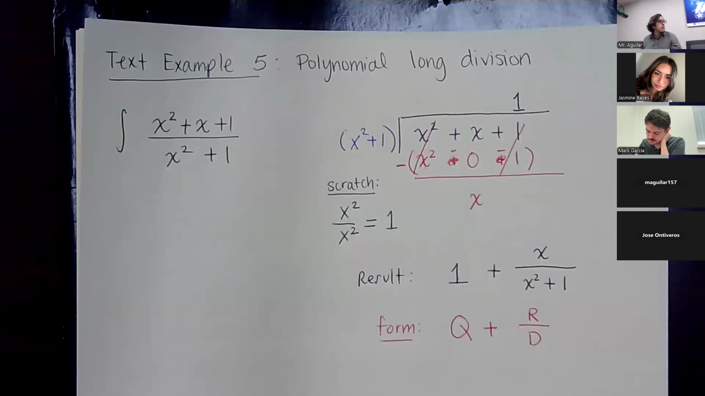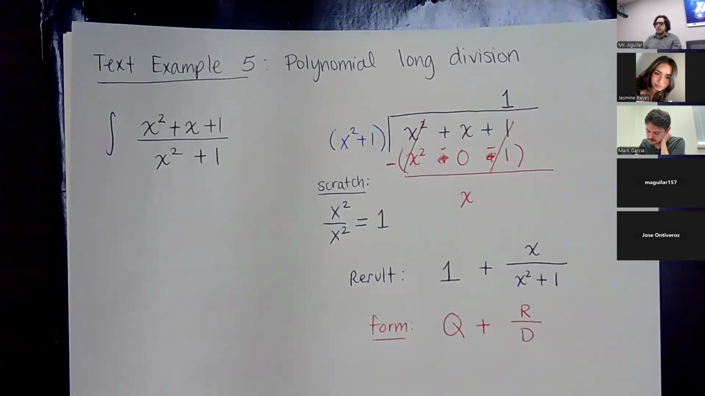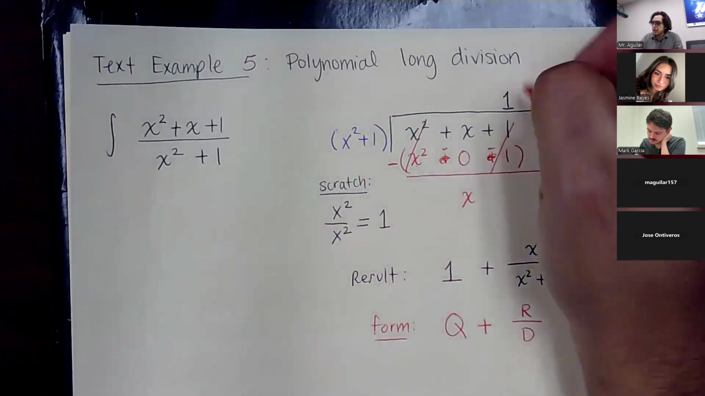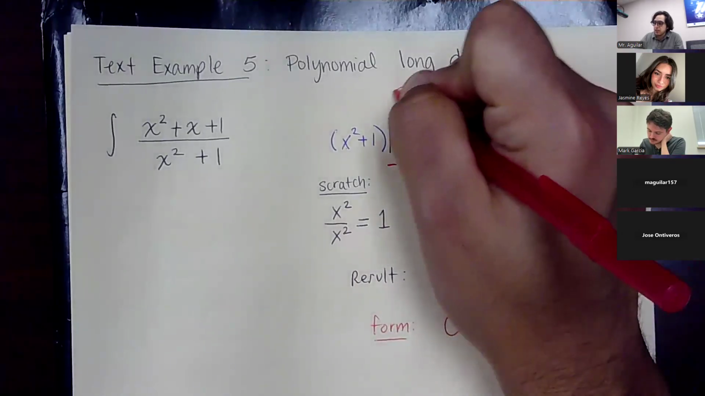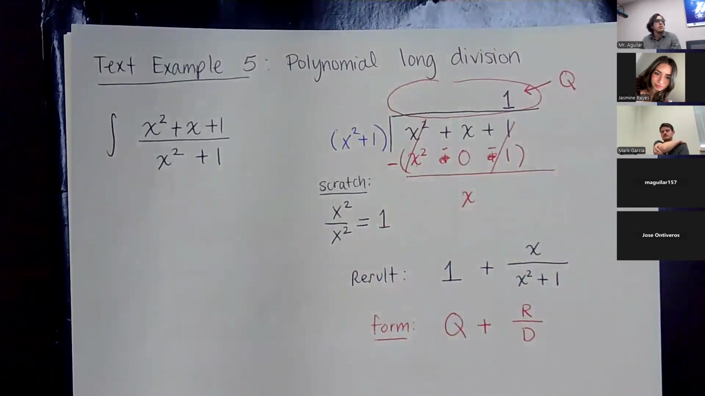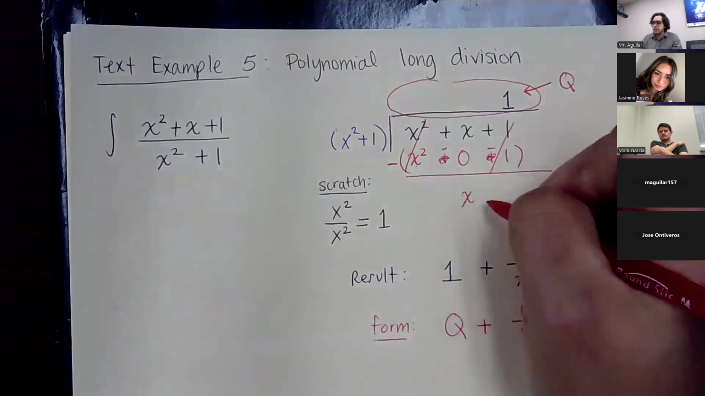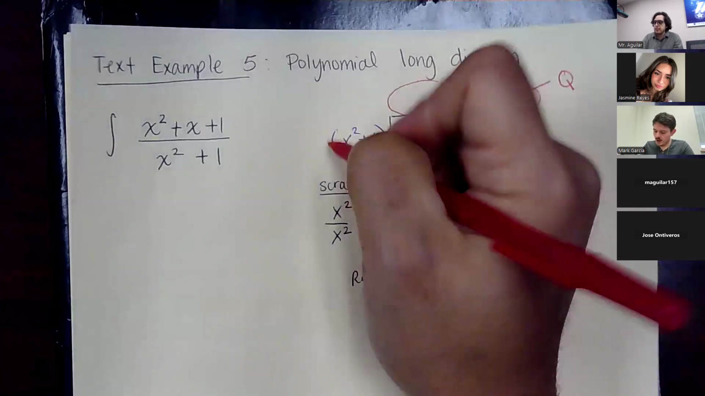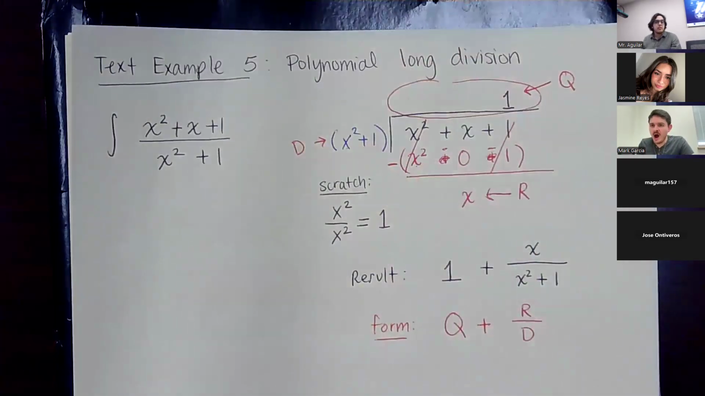Yeah, that one came from just the x squared over x squared. Yeah, exactly. So when we did the x squared over x squared, we got this 1. So this guy up here, whatever is up on top, that's going to be your quotient. This down here is your remainder. And then this guy here was your divisor.